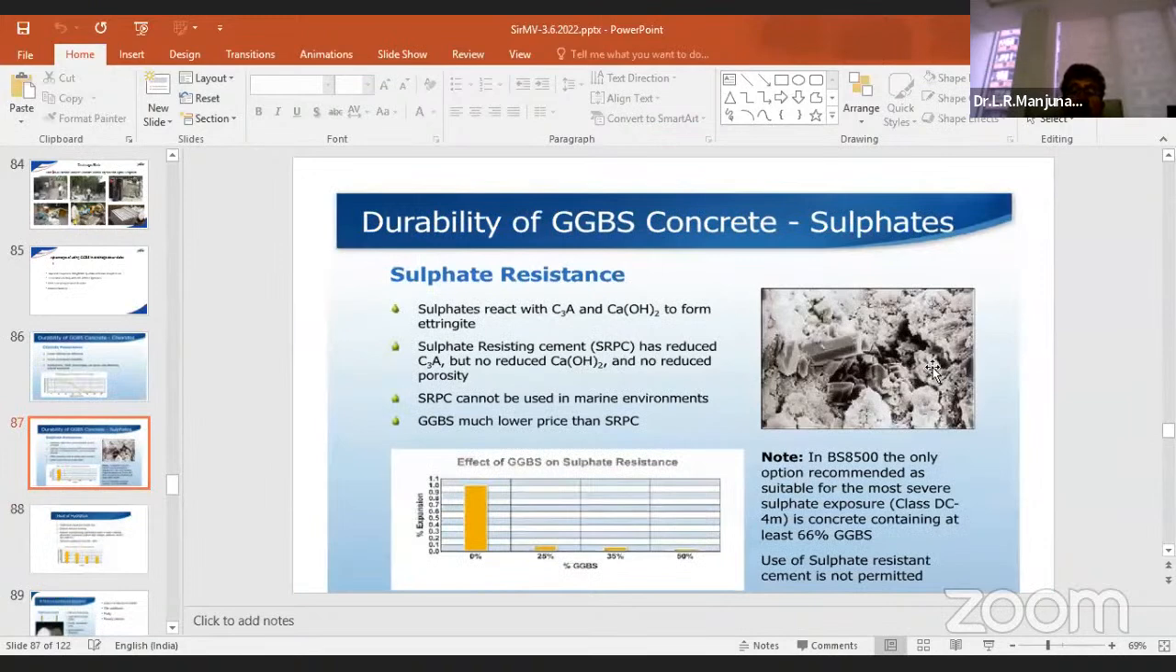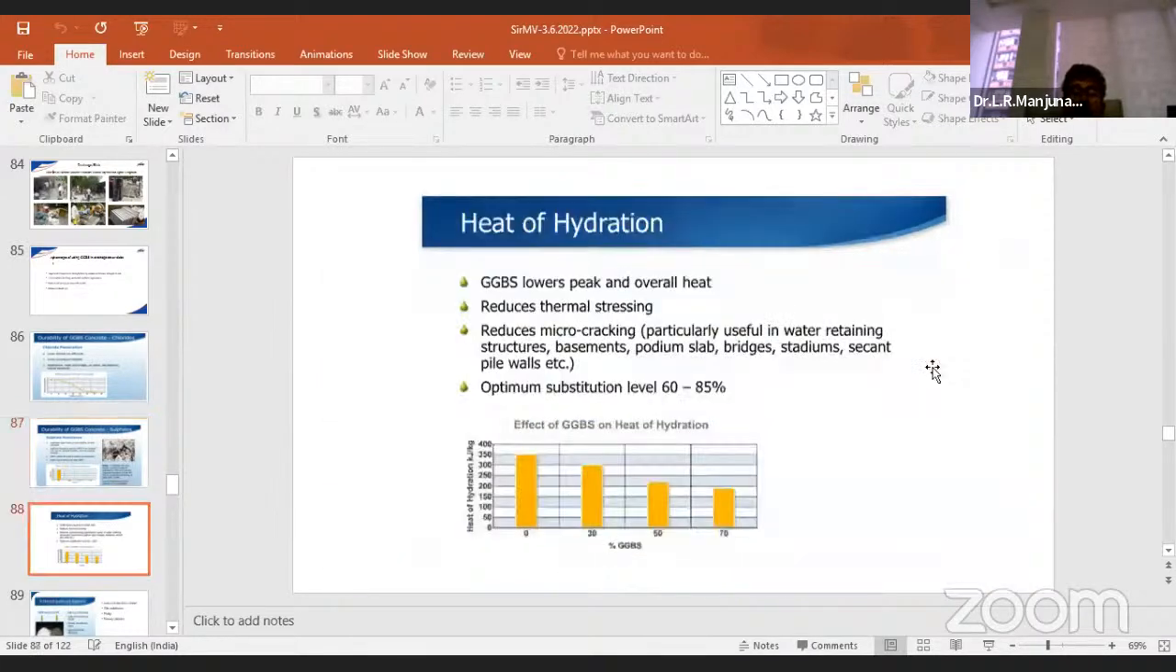For sulfate resistance, go with more than 50% replacement of OPC with GGBS. Your sulfate resistance will improve phenomenally. Heat of hydration, especially in mass concreting applications, using GGBS up to 70% will bring down the rising temperature inside the concrete body.